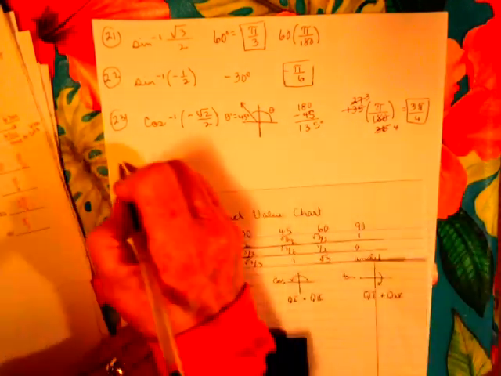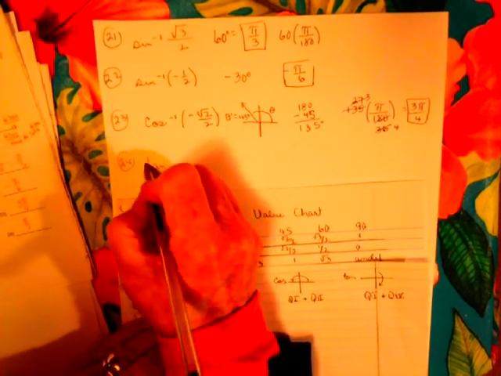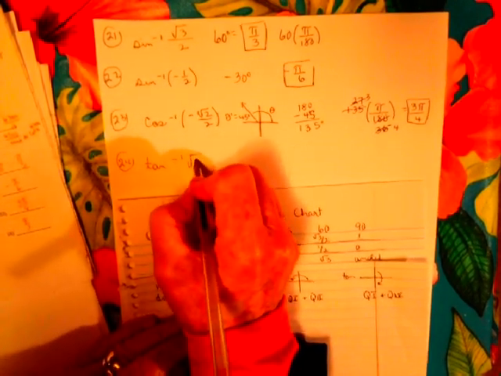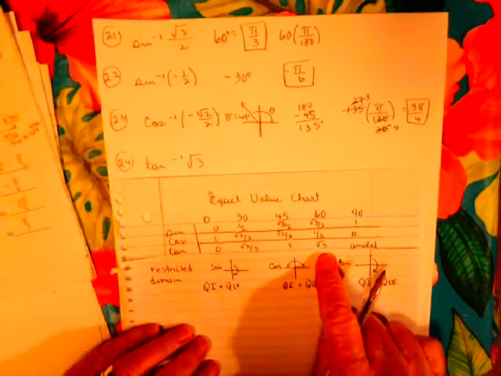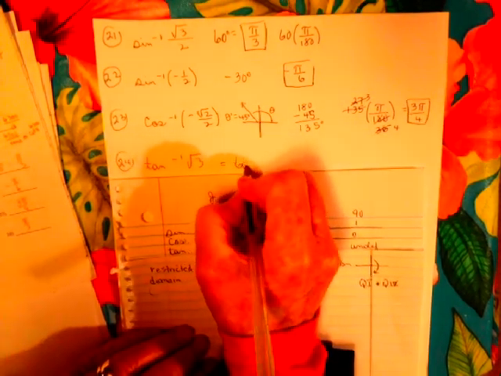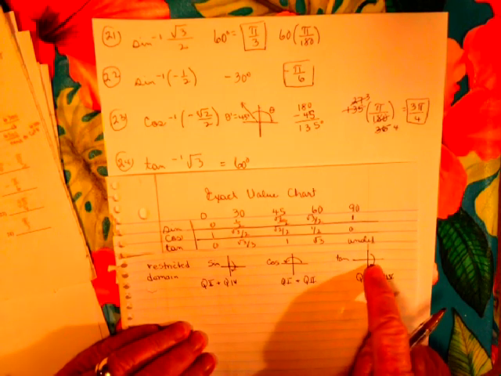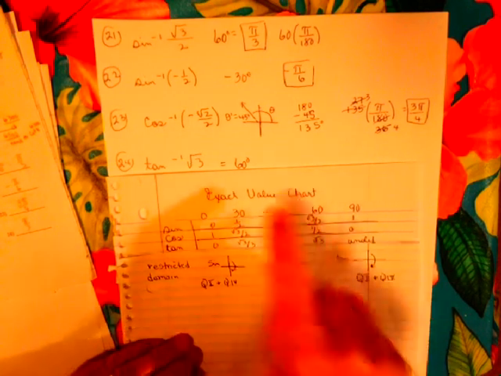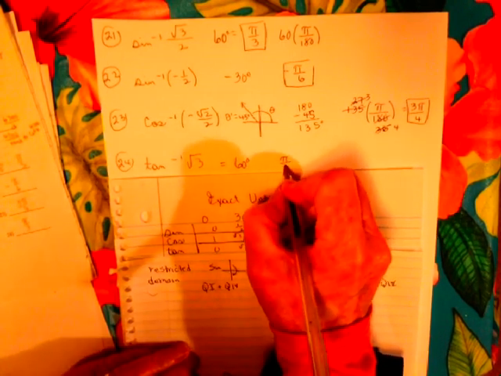24. Tangent inverse of the square root of 3. Look at your exact value chart. You know that would be 60 degrees. You know tangent is positive in the first quadrant. That answers 60 degrees. 60 changed to radians is pi over 3. Final answer.